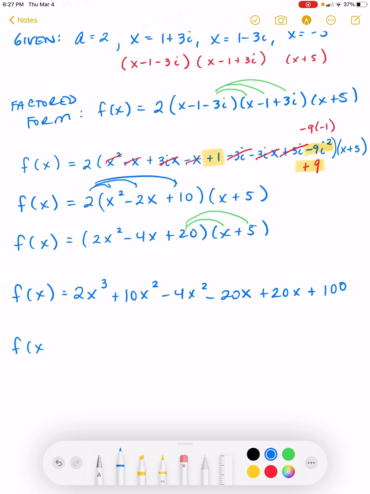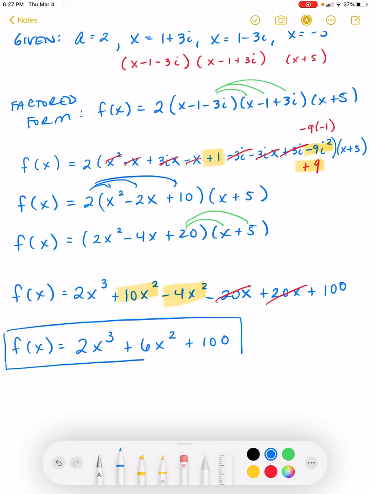And so finally, after all of that math, here is our standard form. It's going to be 2x cubed. The 10x squared and this negative 4x squared combine to make plus 6x squared. I can also see that this negative 20x and positive 20x cancel out, which means the constant is 100. So really, it's not that new of a concept, and it relies a lot on understanding how to multiply. If you can multiply this correctly, these really are not too difficult of problems.